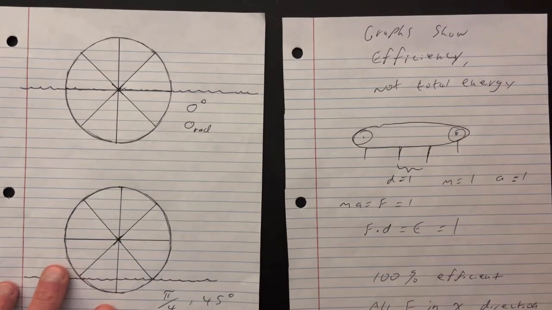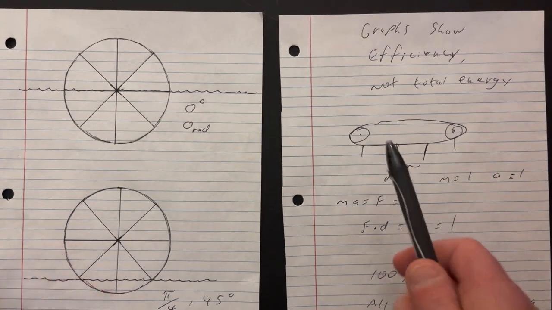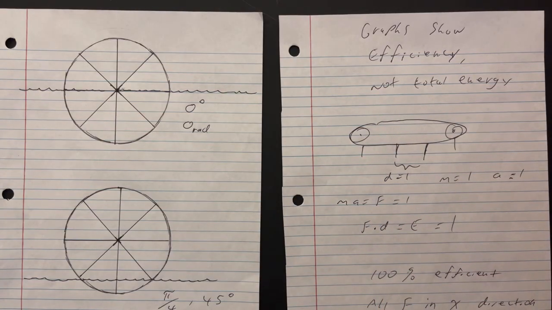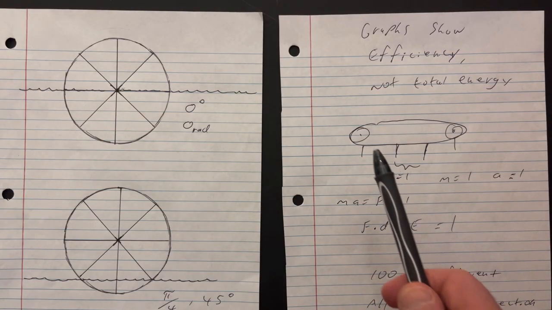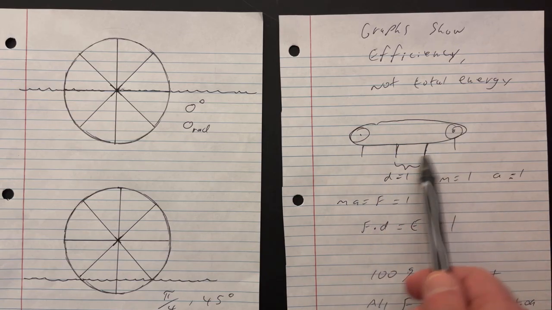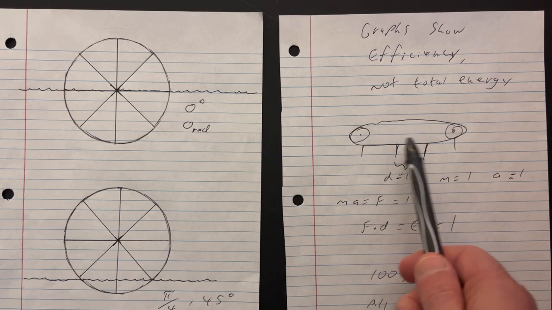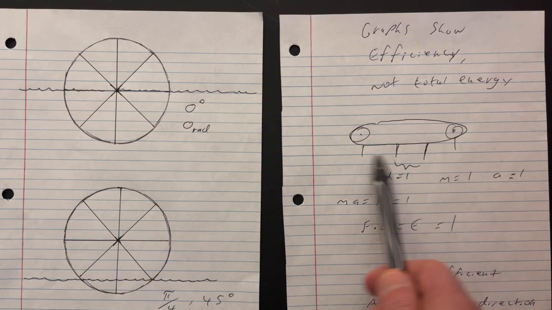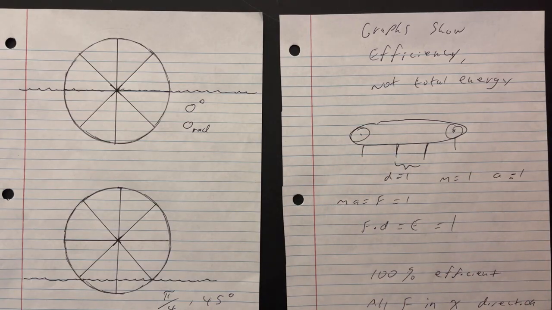So first off, the graphs that I'm going to show are going to be for efficiency, not the total energy. And to get a better handle on that, we could look at, say, a tracked amphibious vehicle, where some of these amphibious vehicles have tracks, and these tracks act like paddles to push the vehicle through the water.